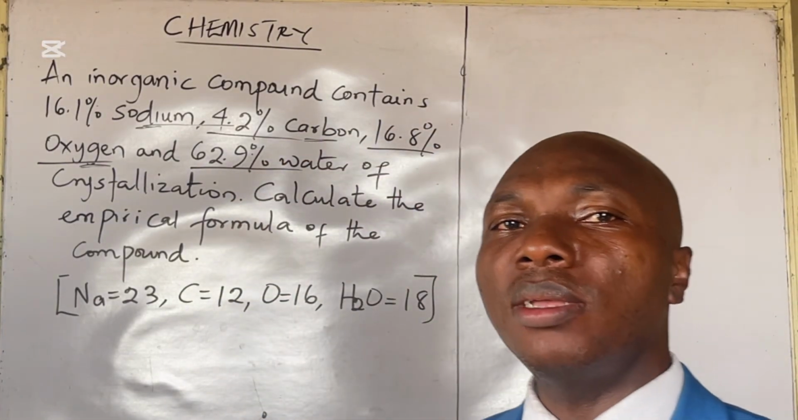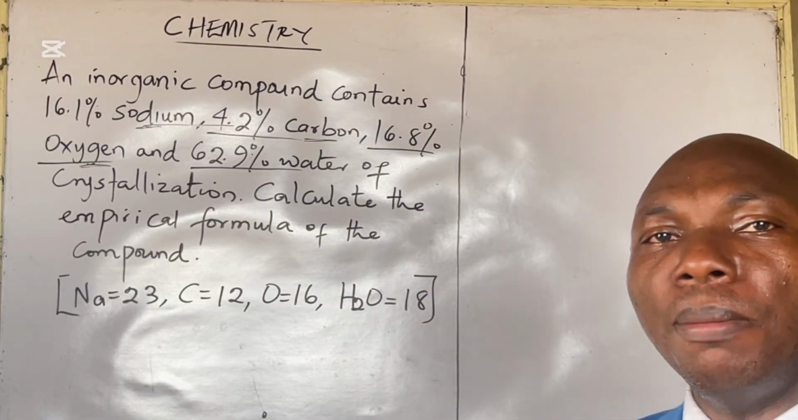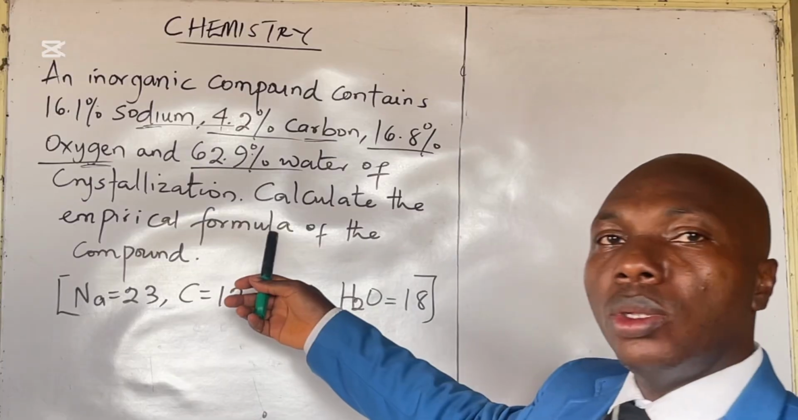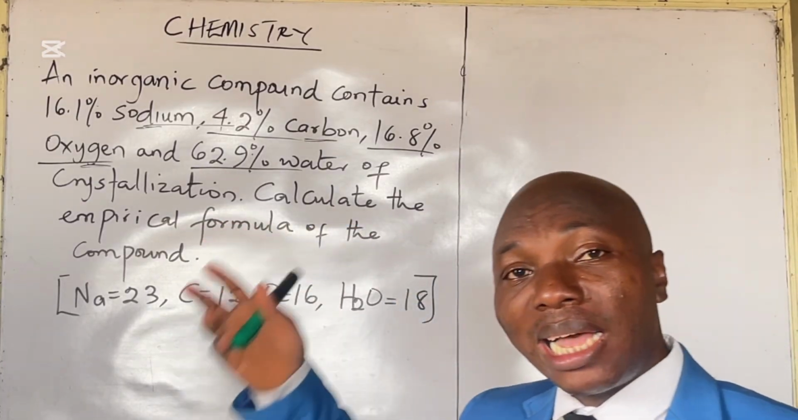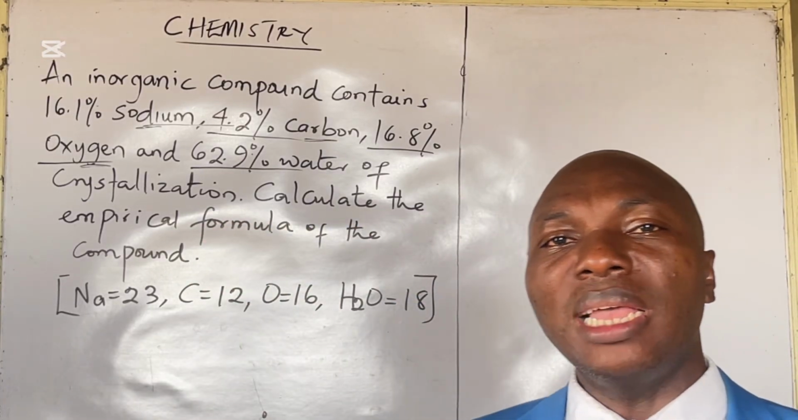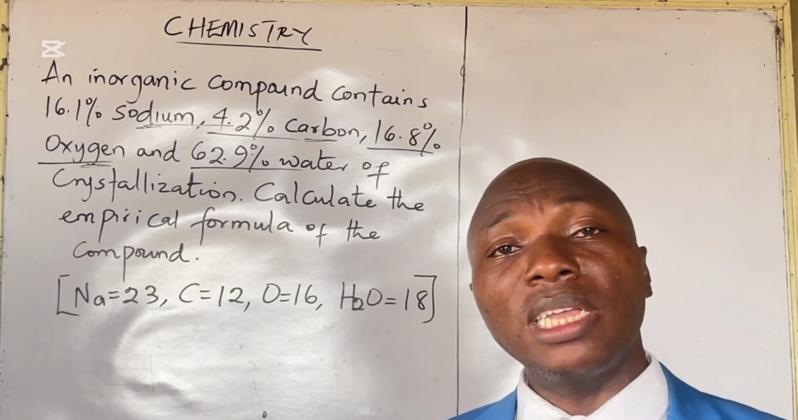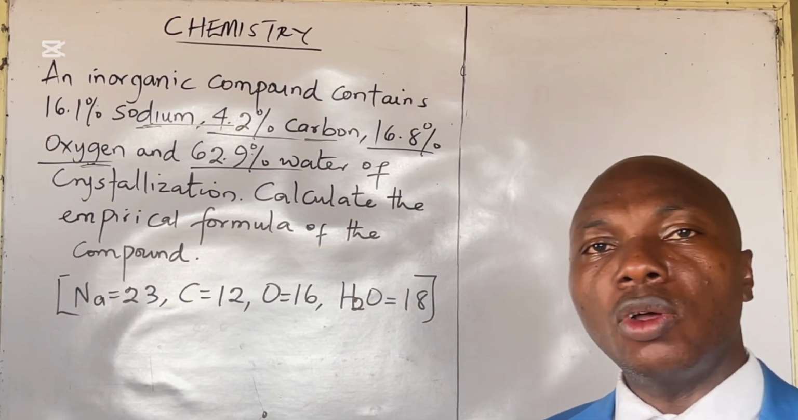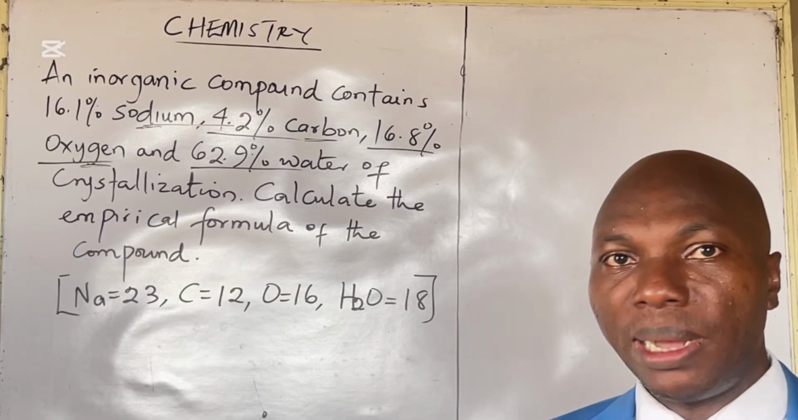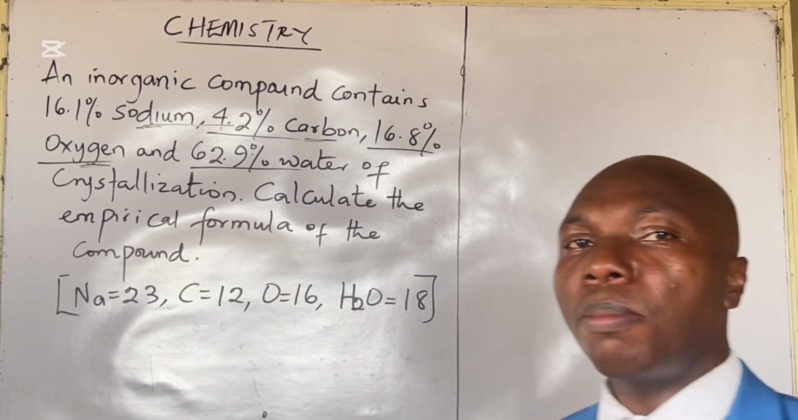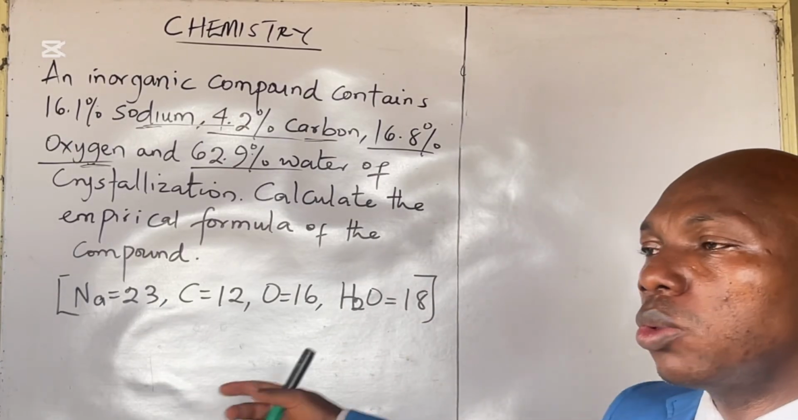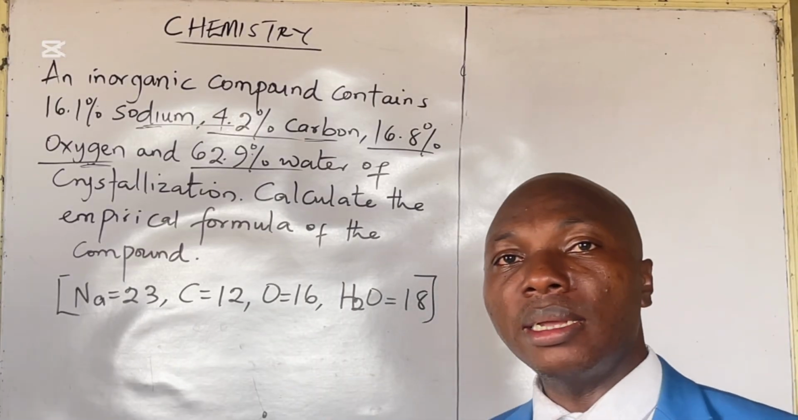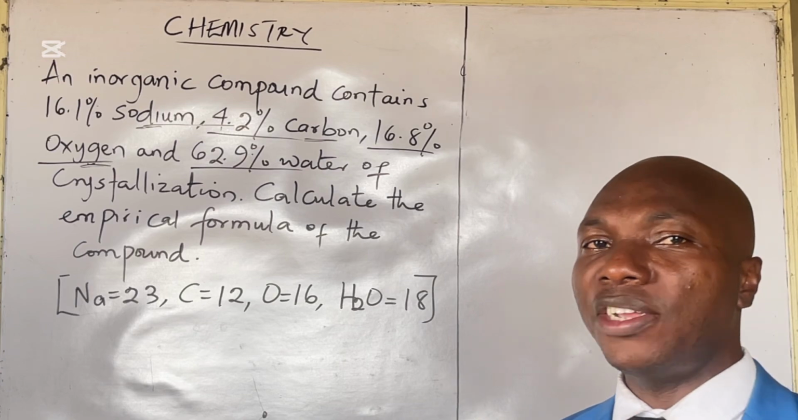Our class will be starting with empirical formula and how to solve problems on that. In our last video, we talked about empirical formula as the simplest formula that shows the ratios of atoms in a molecule of a compound. And we solved several problems on that. But today we want to see a new twist to that, where the compound will have water of crystallization.